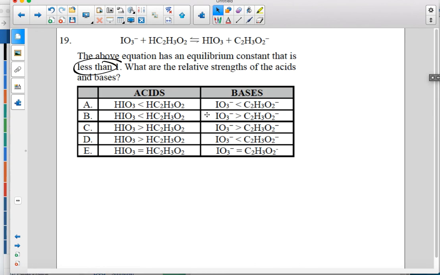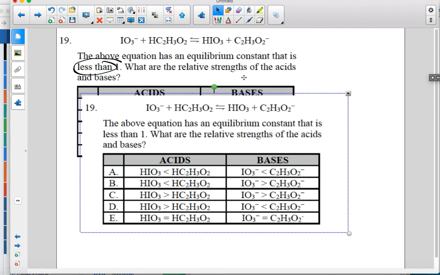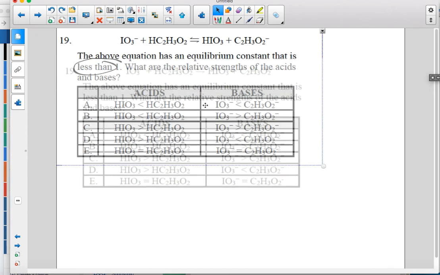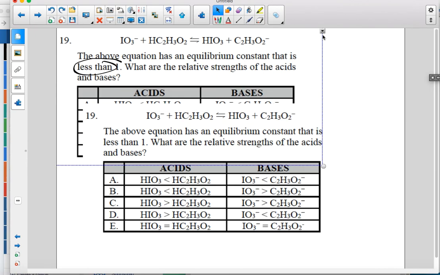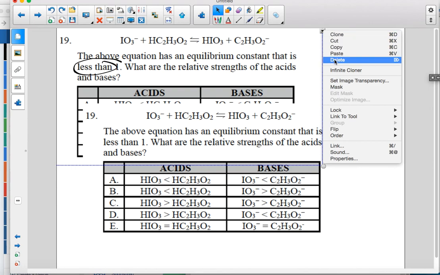So if the K value is less than 1, what does that mean? I don't even know what I just did there. I just reverse that. I just drag it. No, I guess that's not possible. See if I can delete that.